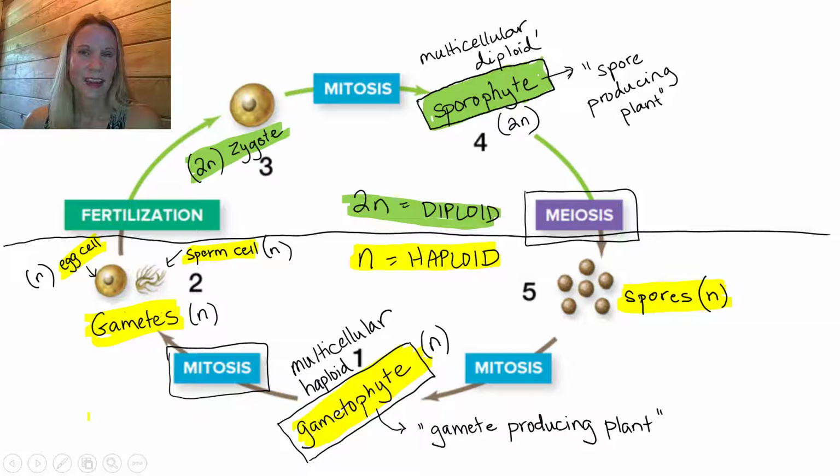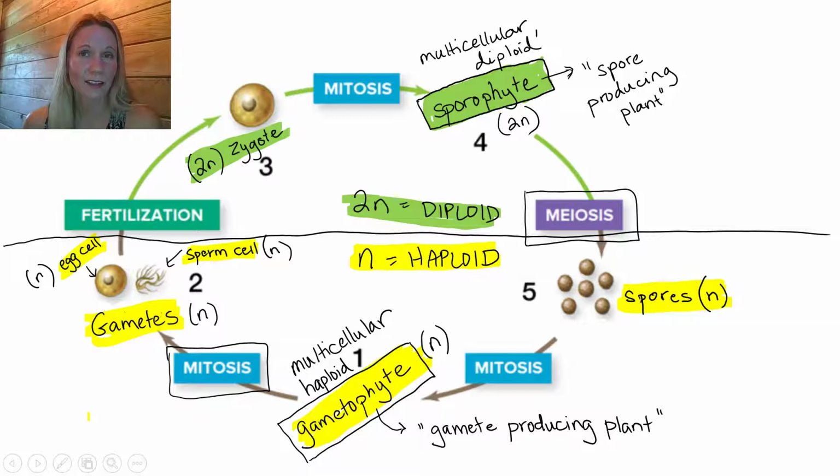Should we tell the story again? Okay, starting with number 1. So all plants have a multicellular haploid gametophyte structure. It makes gametes by mitotic cell division. What are gametes? Sperm cells and egg cells. What happens with those sperm cells and egg cells? They combine. We call that process fertilization. Fertilization produces a zygote, a fertilized egg.